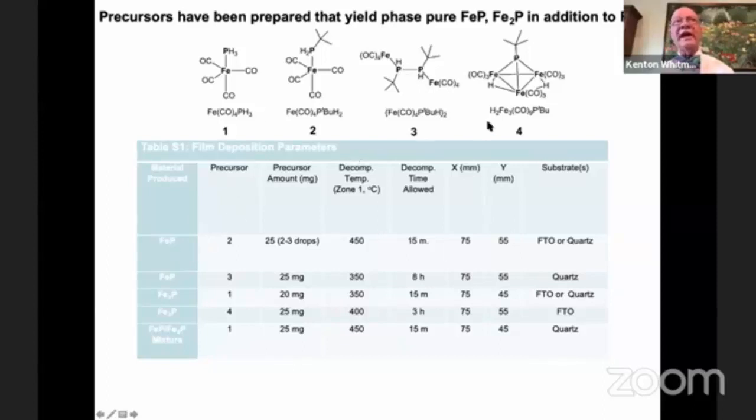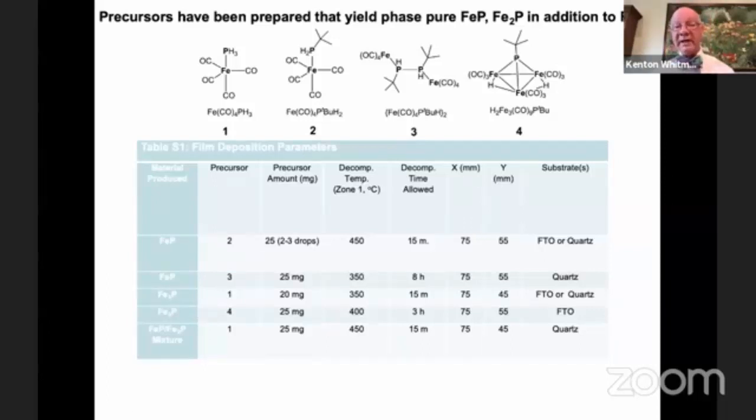So anyway, having gone through this study now, we could make FeP in pure form. We could make Fe2P in pure form. We could make a mixture, which was not that interesting, but at that time, and then we could make pure Fe3P. And we'll talk a little bit more about using that a little bit later.